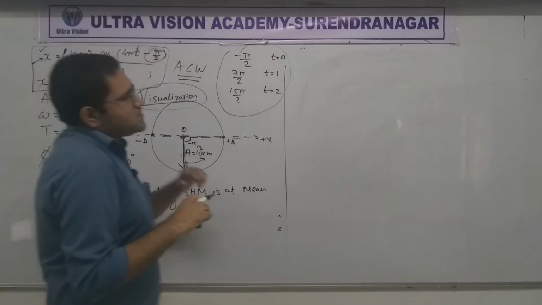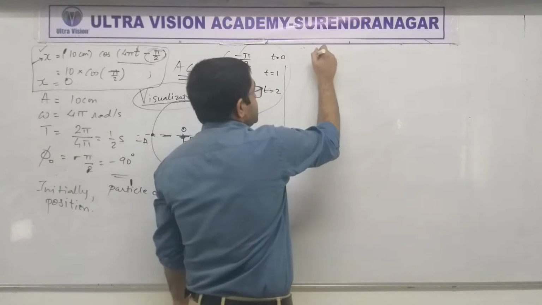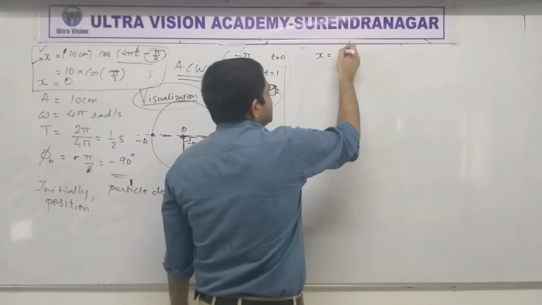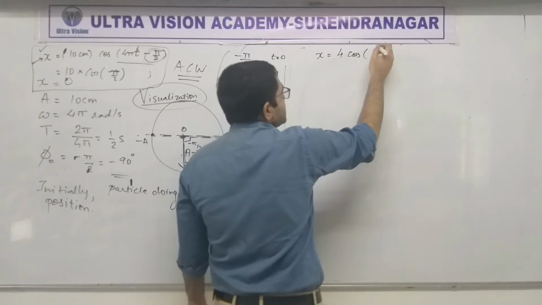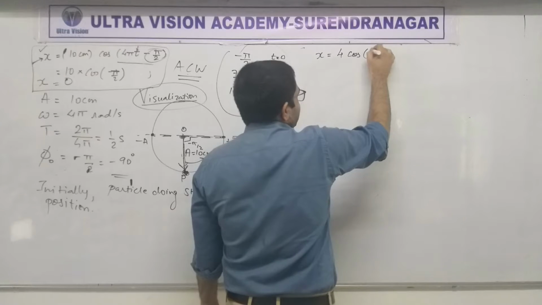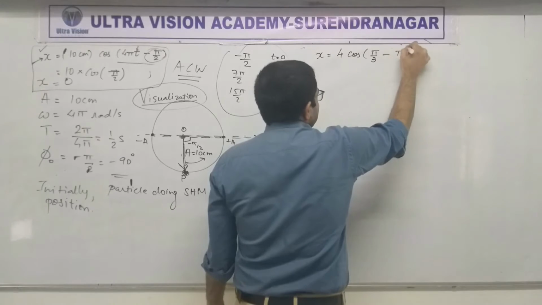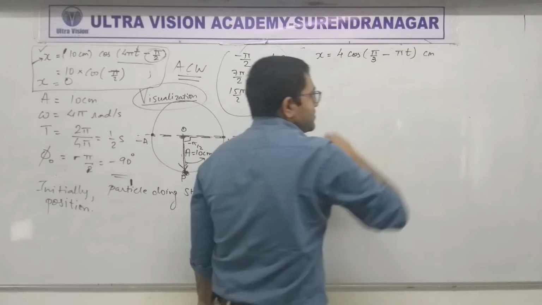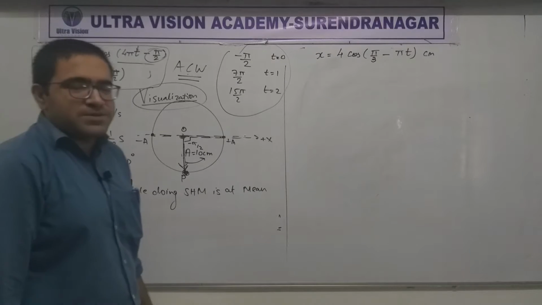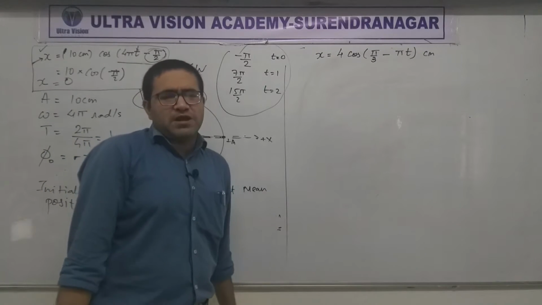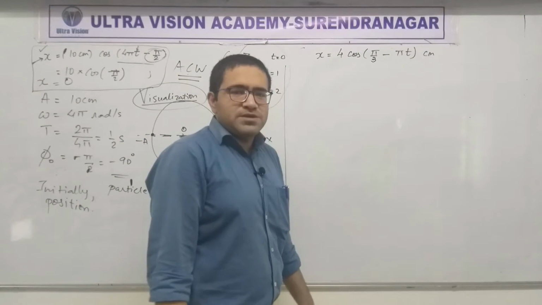Okay, so let's take one where you would rotate clockwise. So suppose x is equal to, let's say, 4 cos pi by 3 minus pi t. Okay, x equal to 4 cos pi by 3 minus pi t. This is also simple harmonic motion, right?